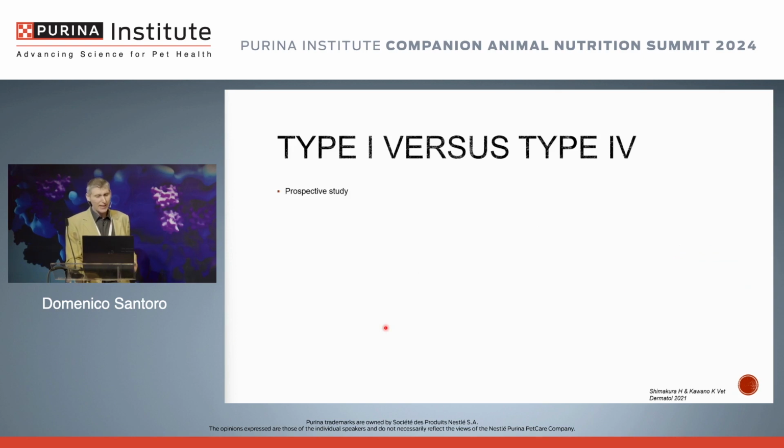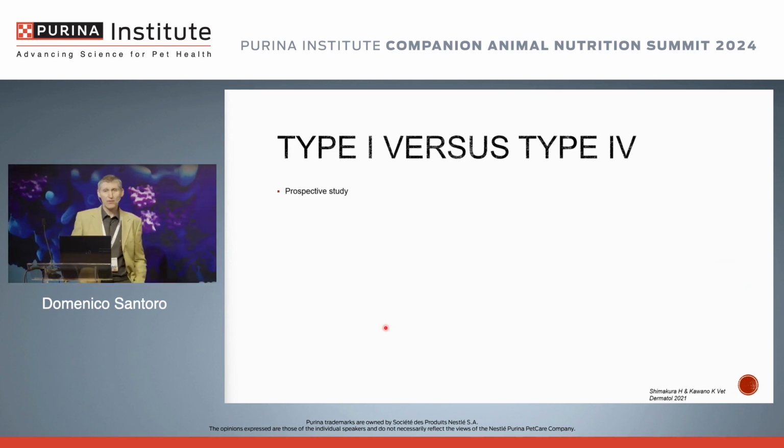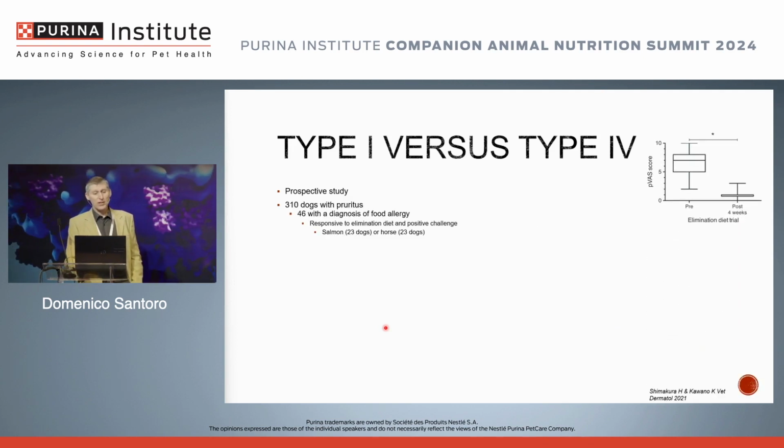Well, a couple of other studies came out to help. This is a prospective study published a few years ago in Japan, in which they essentially enrolled 300 dogs. Out of 300 dogs, 46 were diagnosed with food allergy after a restriction diet with a horse meat-based diet or salmon-based diet.